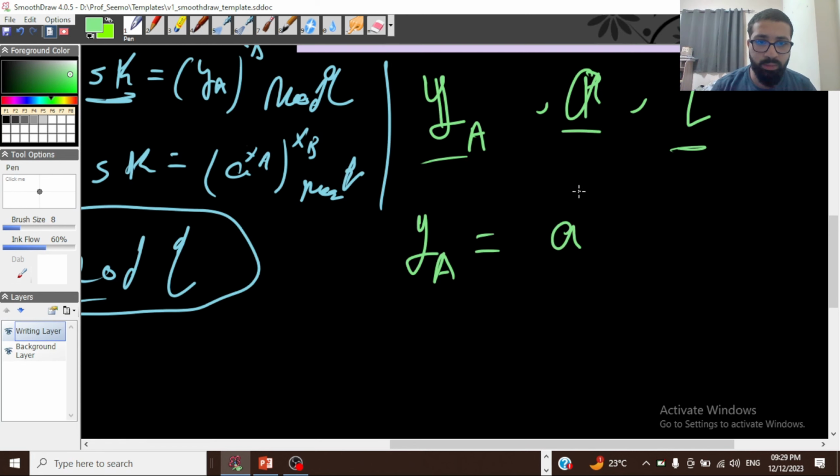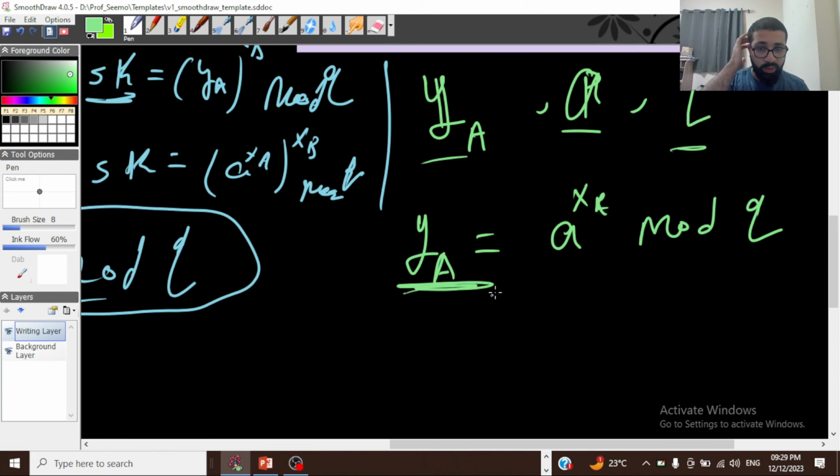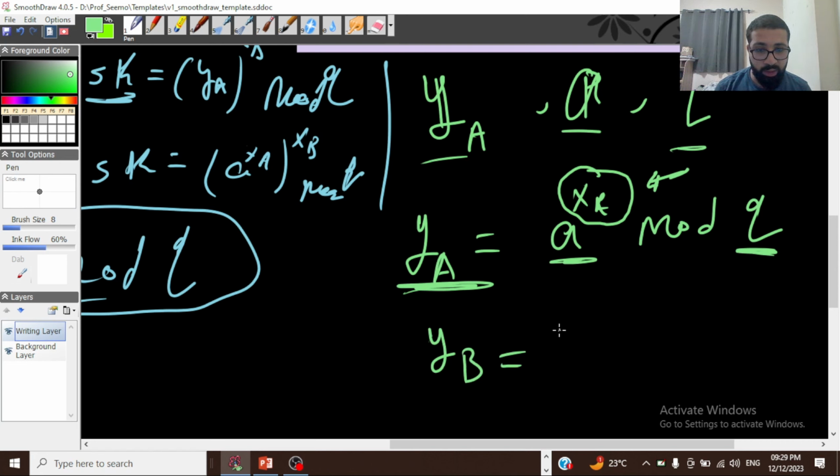public key YA equals A to the power of XA mod Q. If the attacker has the public key YA and the A and the Q, according to the discrete logarithm problem, it's computationally infeasible for the attacker to find the power or the exponent, which is the main secret of the private key. Yeah, this was a quick thing I wanted to elaborate on.